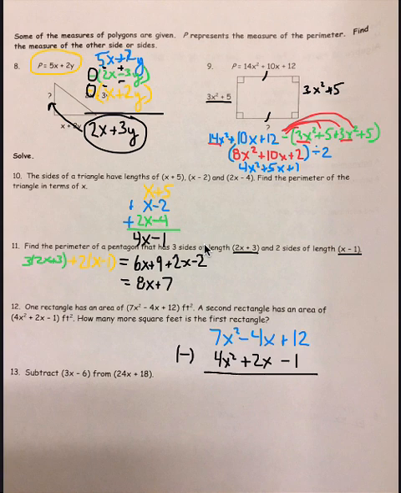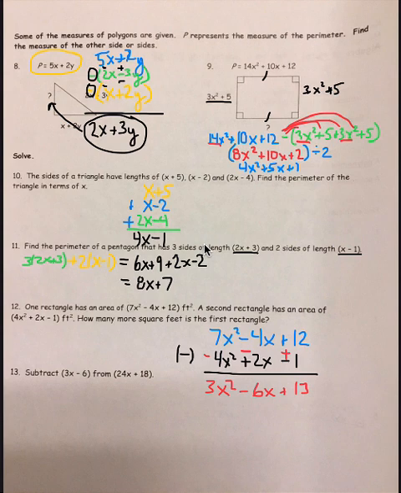Now hopefully you remember I need to change the signs. This becomes minus, minus, plus. So then it's easy, simple, right? 3x squared minus 6x plus 13. That's how many more square feet the first rectangle has than the second rectangle.